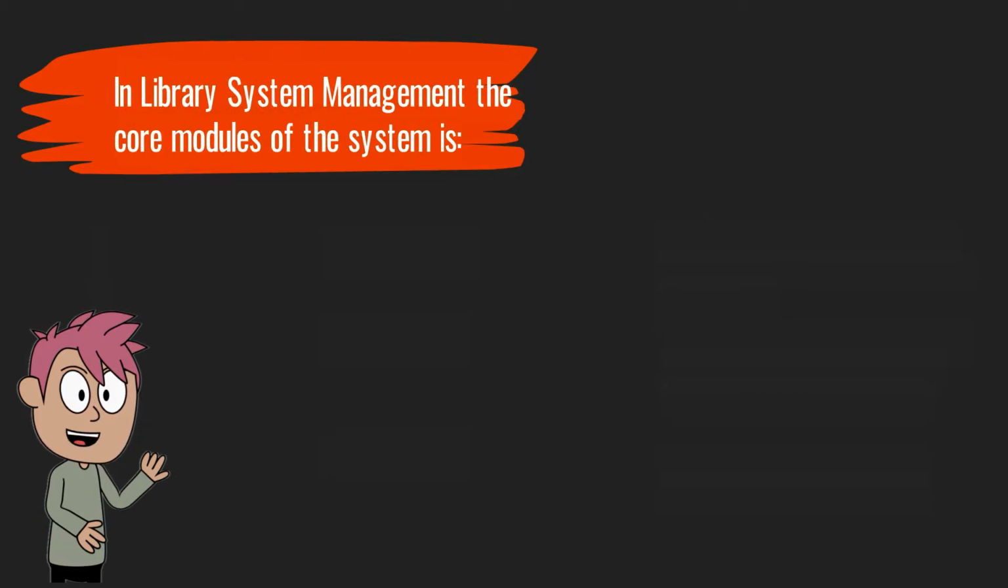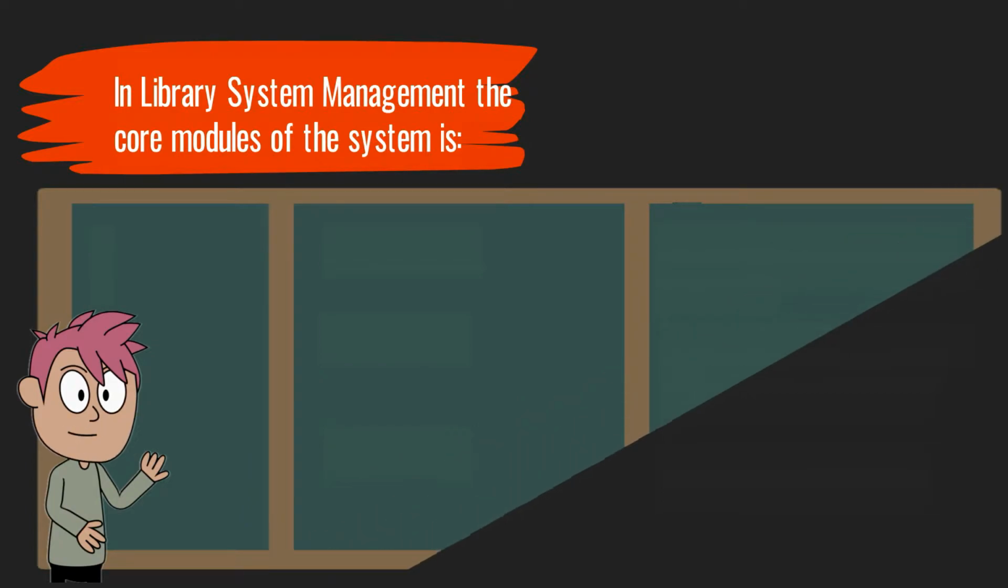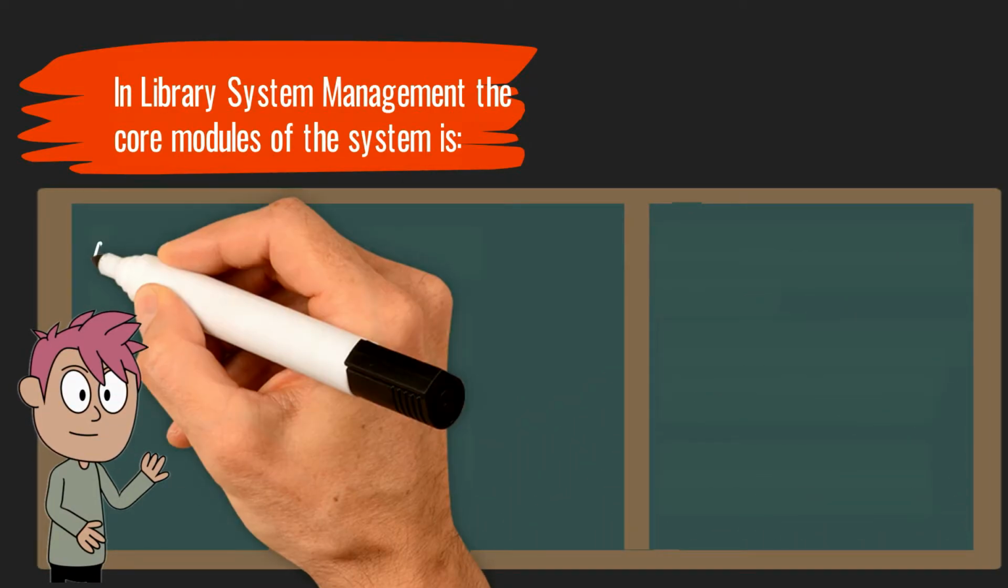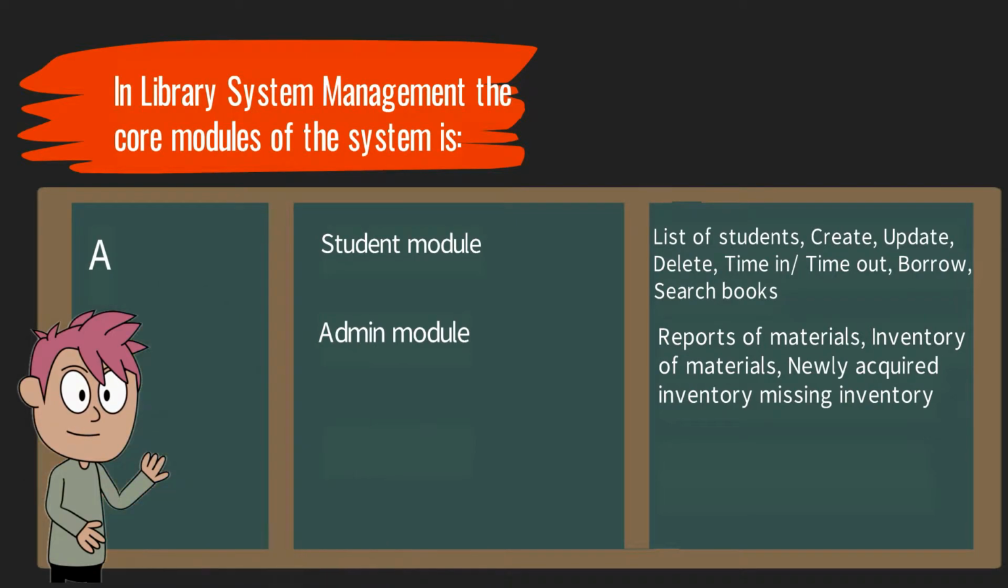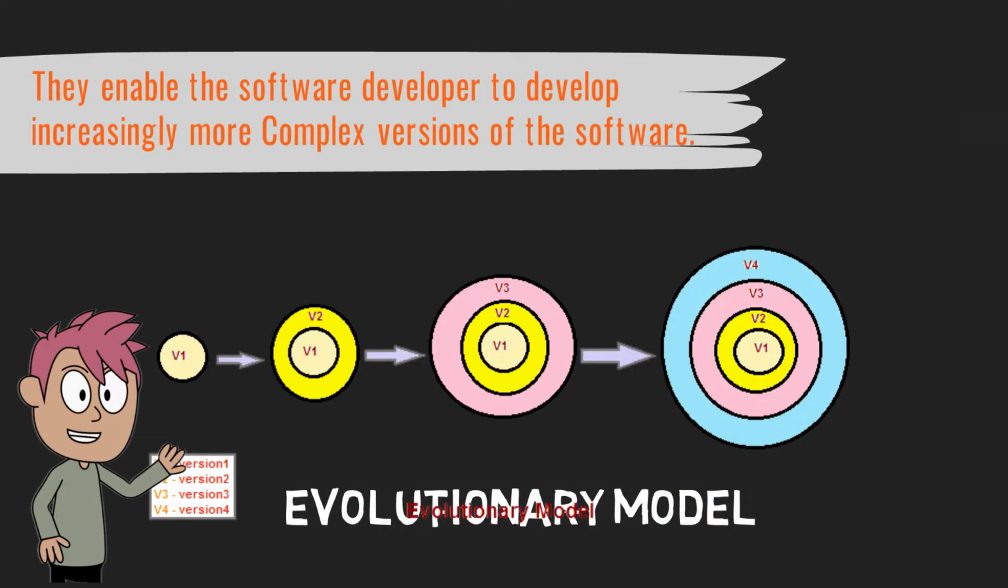We can relate this to the library management system, and this table represents the core modules of the library management system. A. Student module. B. Admin module. C. Books module. They enable the software developer to develop increasingly more complex versions of the software.